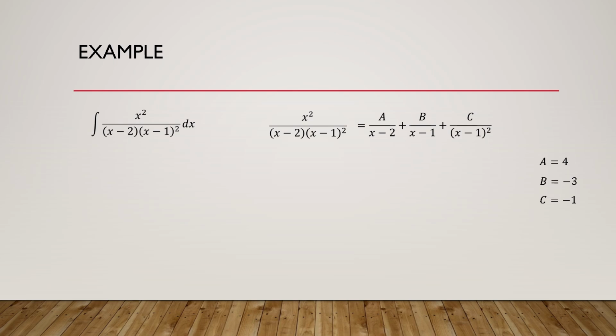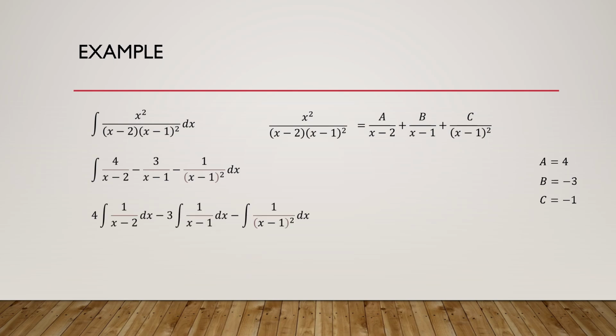Our new deconstructed integral is 4 over x minus 2, minus 3 over x minus 1, minus 1 over (x minus 1) quantity squared. We can then separate the integrals and move the constants outside the integral sign. 4 times the integral of 1 over x minus 2 equals 4 times the natural log of the absolute value of x minus 2. Negative 3 times the integral of 1 over x minus 1 equals negative 3 times the natural log of the absolute value of x minus 1. And the integral of 1 over (x minus 1) quantity squared is negative 1 over x minus 1. We then add the plus C.